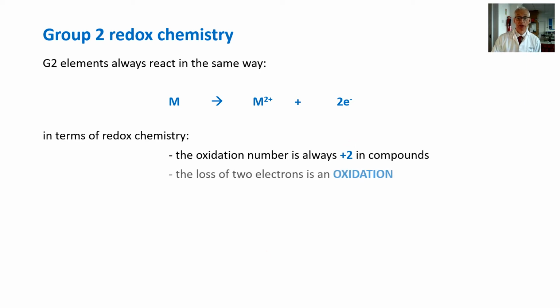Now, if they react by losing electrons, then group 2 elements undergo oxidation. If they themselves undergo oxidation, the loss of electrons, something else must be gaining electrons, so group 2 elements are reducing agents.